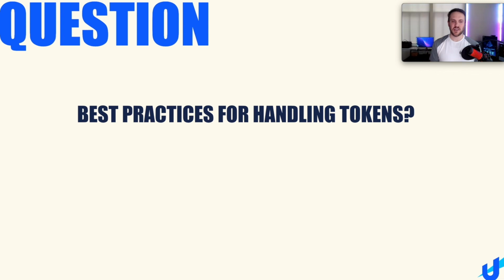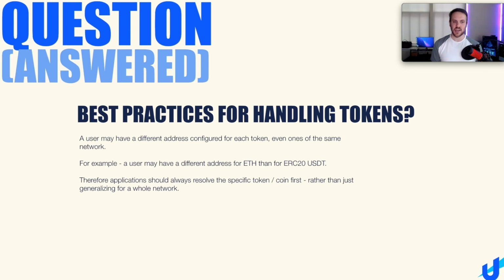And a final question is, what are some of the best practices for handling tokens? Let's say, for example, ERC20 Tether. Am I supposed to pull the Ethereum address or how do I handle that? And the answer is that best practices are to pull for each specific token. Users can configure addresses for each token on each chain. So it won't necessarily be the case that someone's Ethereum address is the same as their Tether ERC20 address.